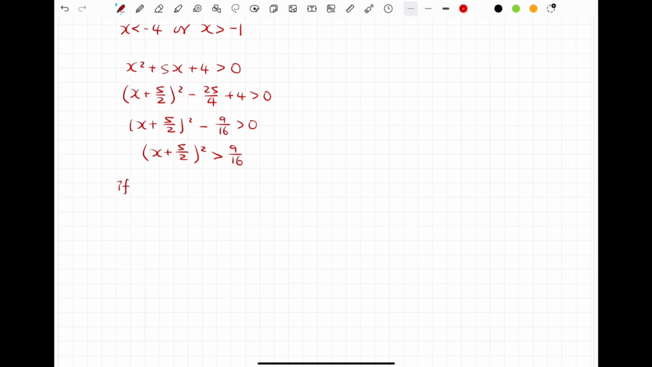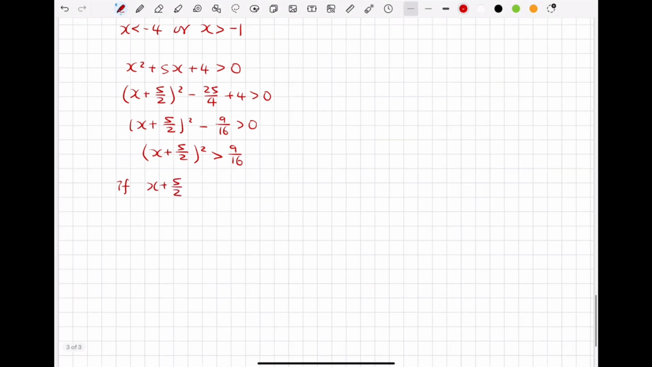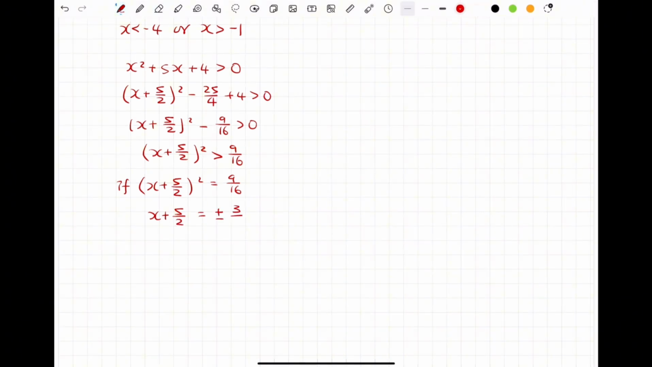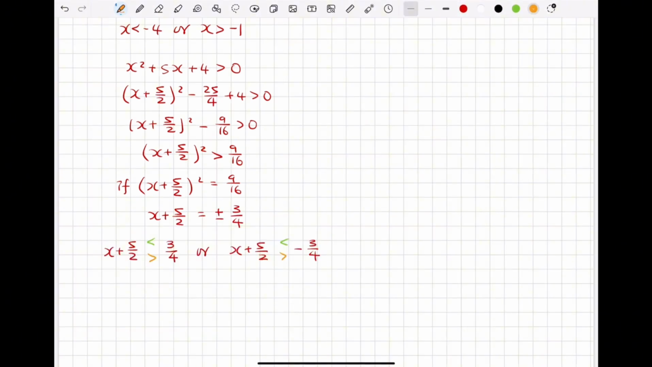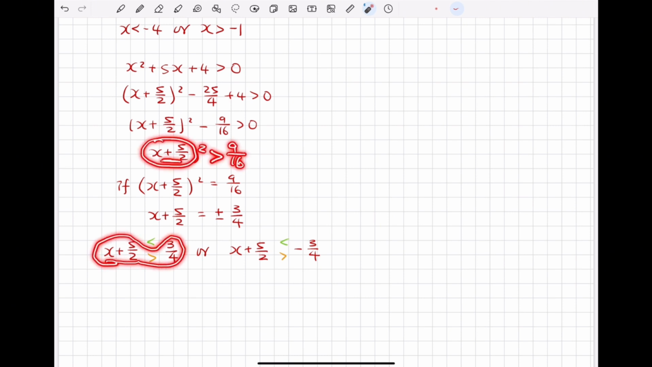Now, if we were asked to solve x plus 5 over 2 squared is 9 over 16, that means x plus 5 over 2 can be positive 3 over 4 or negative 3 over 4. But how do we decide the inequality sign? Is it smaller than or equal to, or greater than or equal to? If I need to square something to get it to be bigger than 9 over 16, what does this thing need to be? Well, this number needs to be greater than 3 over 4 in order for that to happen. Therefore, x plus 5 over 2 needs to be greater than 3 over 4.